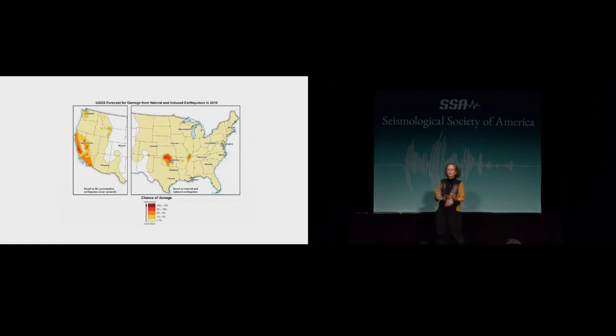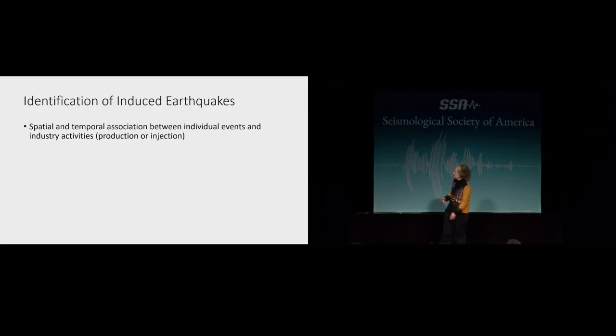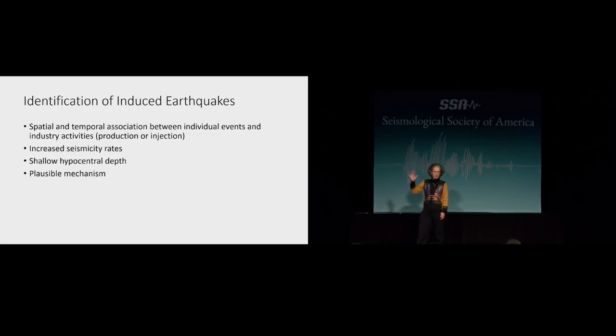We've seen these one-year hazard maps from the USGS looking at the hazard from induced earthquakes in the central U.S. If you look at the fine print, it's basically based on the presumption that there are no significant induced earthquakes in California, which has always been our understanding. At any time and place, the identification of induced earthquakes relies on several basic lines of evidence, which you can read here if you're a speed reader, and that's basically what I'm going to be talking about.